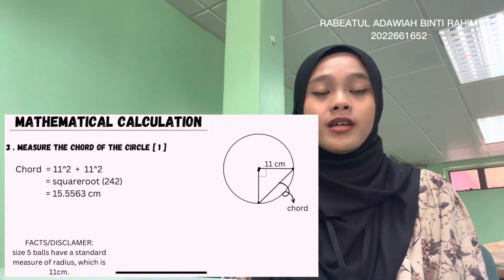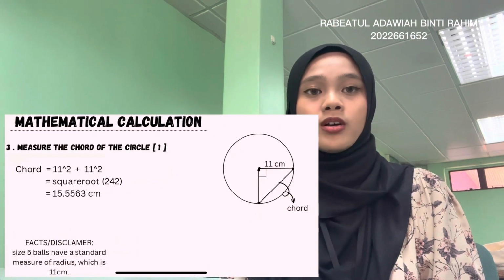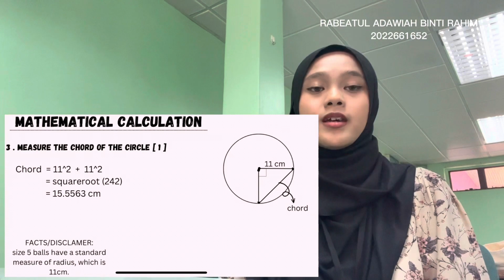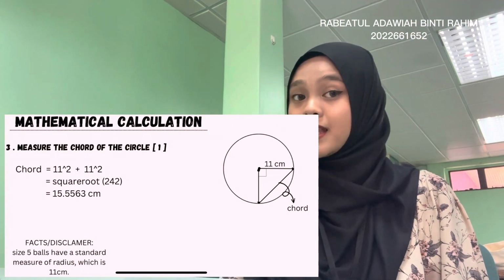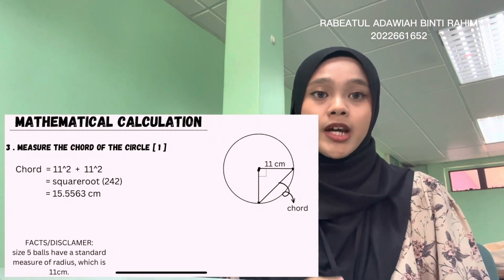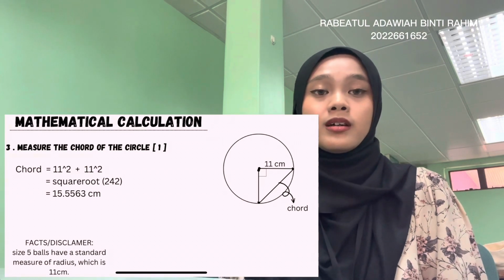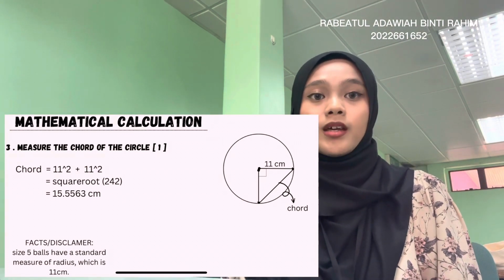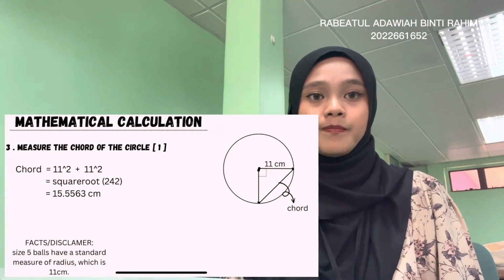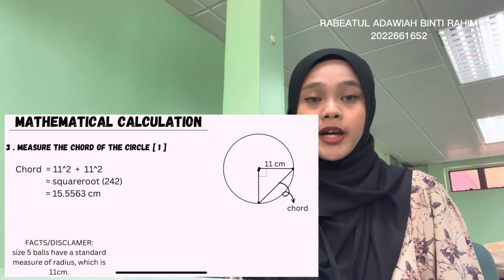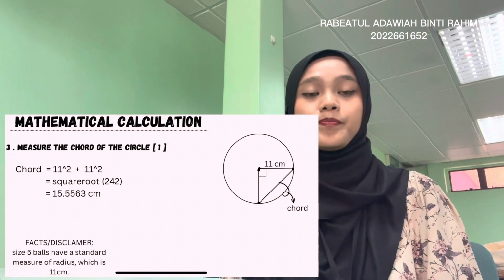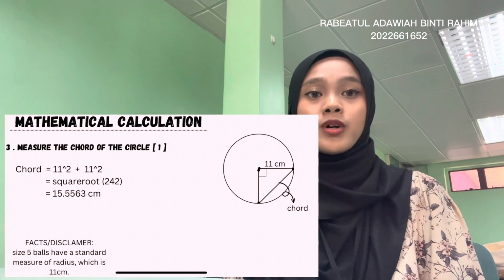The third mathematical calculation is we measure the chord of the circle. How do we create the chord in the circle? First, at the center of the circle, we create two radii that are perpendicular to each other, and it creates a 90-degree angle. Then we create a new line from the end of radius 1 to the end of radius 2. Therefore, the chord was created.